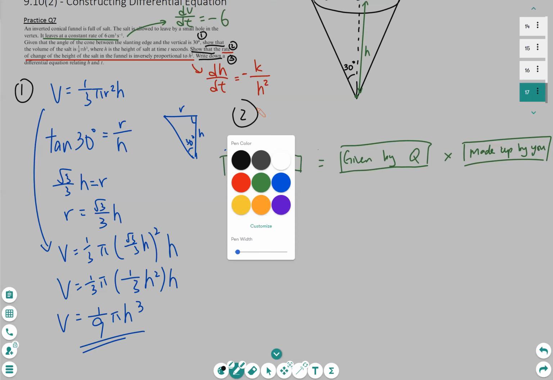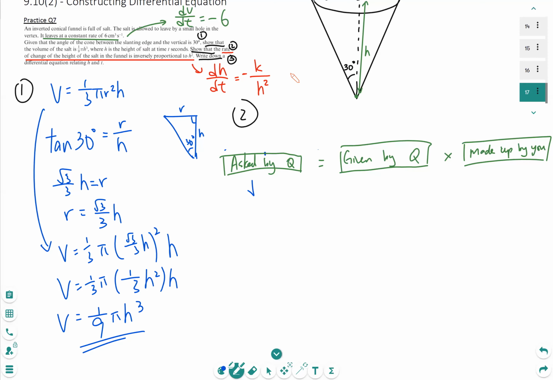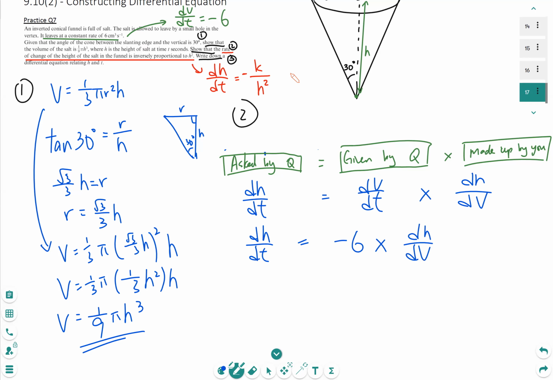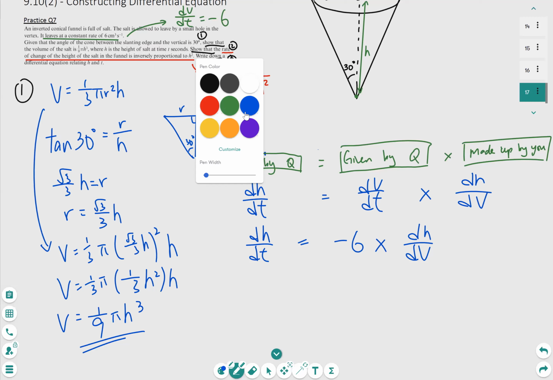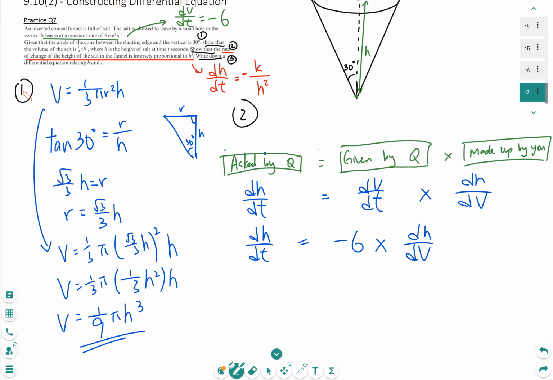So asked by question: the question is asking for dh by dt, equals given by the question. The question gave us dv by dt. So what we need to do is make up one fraction. This is the numerator, this is the denominator. So dh by dt equals dv by dt, which is -6, times dh by dv. To relate V with h, we already got one from number 1. So from 1, V equals 1/9 pi h cubed.